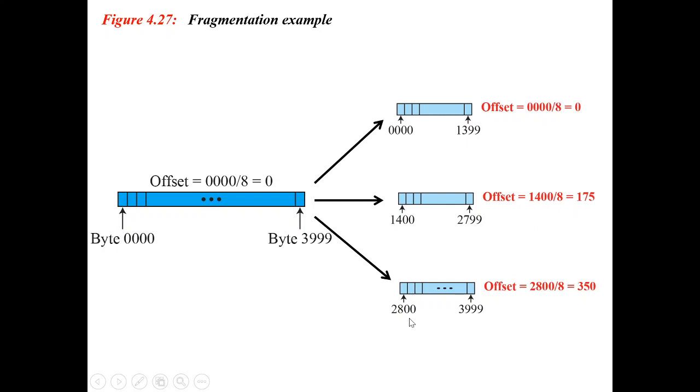And the third fragment, which starts from 2800 and ends at 3999, has the offset value calculated as 2800 divided by 8, that is 350. So the offset value is calculated by dividing the first byte of that fragment by 8. That will give you the offset. Now what do we mean by offset? Offset means how far this fragment is from the original datagram or original data.